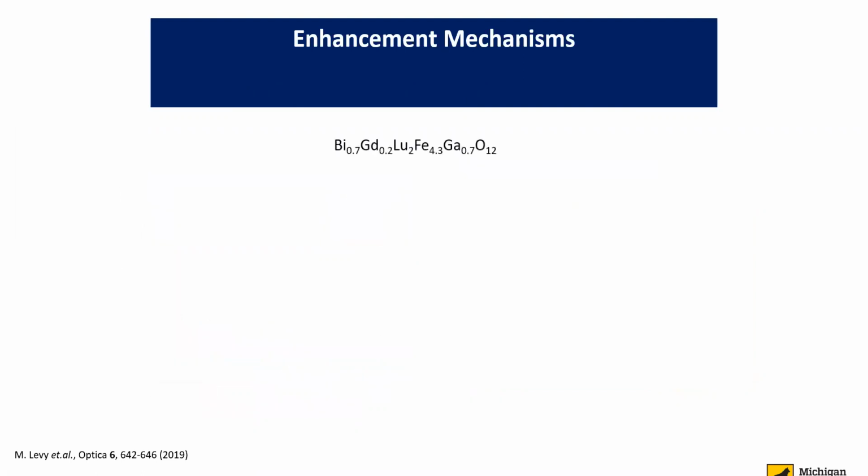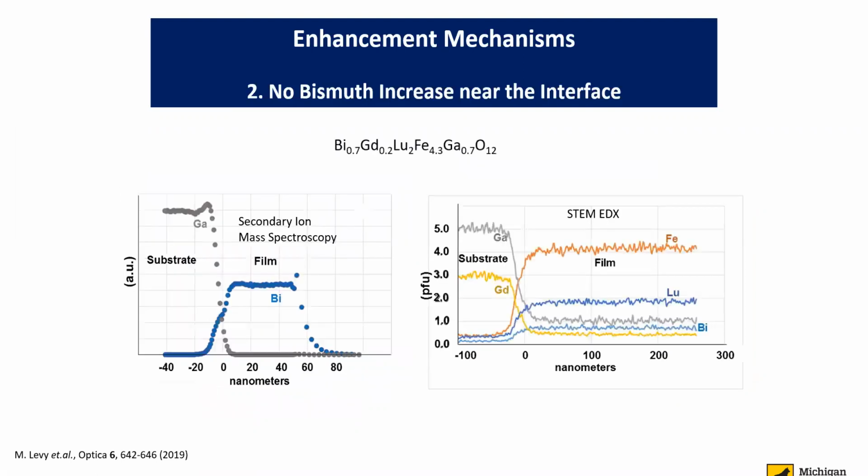We did secondary ion mass spectroscopy and STEM energy dispersive X-ray analysis to get the bismuth concentration in the sample. It was done because earlier studies show that bismuth content in the sample impacts the strength of the Faraday rotation.